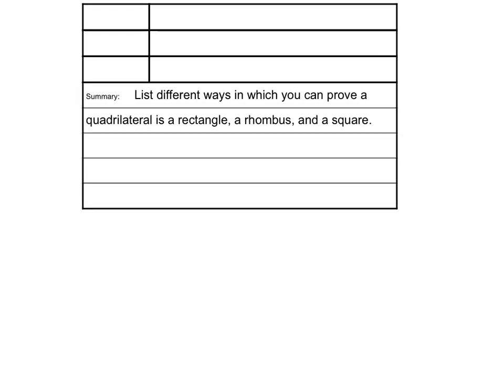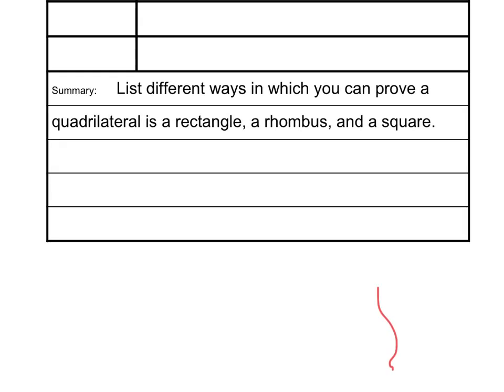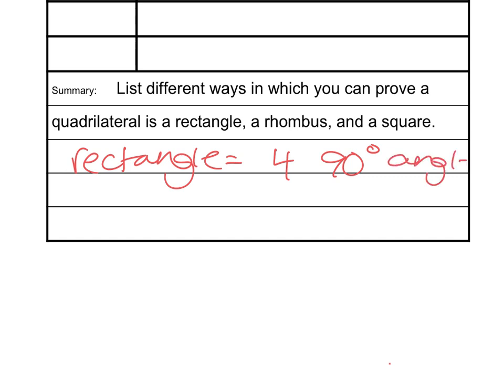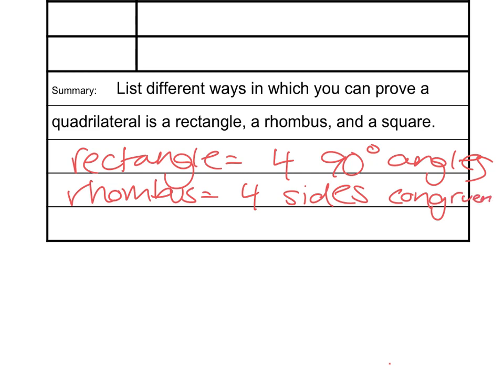All right, you actually don't need to do the summary if you don't want to, but it says list different ways in which you can prove a quadrilateral is a rectangle, a rhombus, and a square. So I'll go ahead and just talk about this. If you don't write it down, that's fine. If you have a quadrilateral, to prove it's a rectangle, you would have to show that it has 4 90-degree angles. For a rhombus, you need to show that all 4 sides are congruent. And then a square would have to have both of those things.